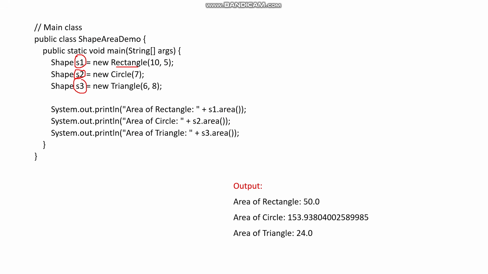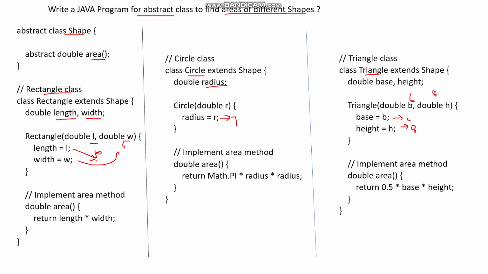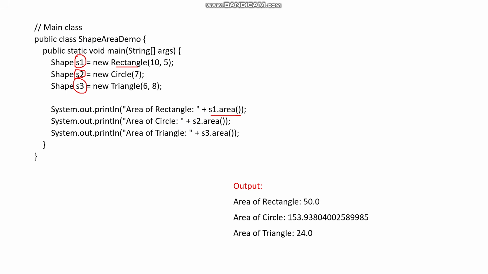After that, System.out.println area of rectangle, s1.area. What is s1 here? s1 is the object of the Rectangle class. s1.area is nothing but return length into width here. What is the length value? 10. Width is 5 here. 10 into 5, the value is 50. Means the area of rectangle value is 50.